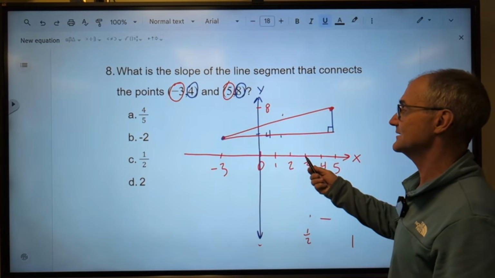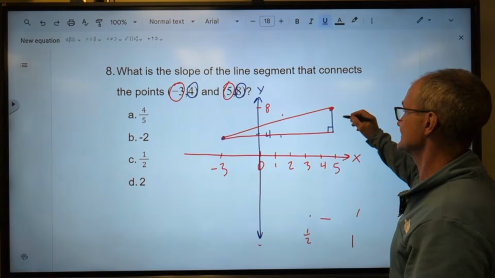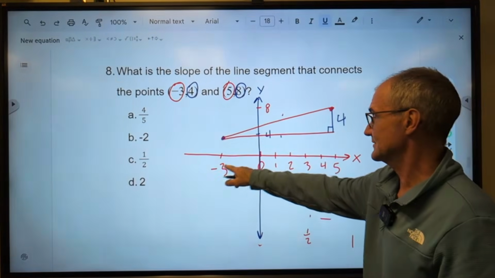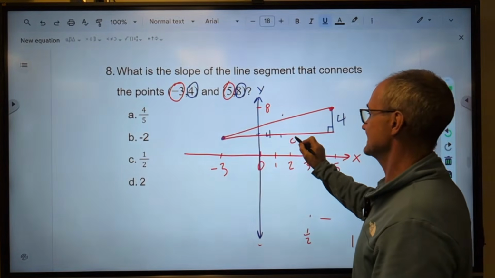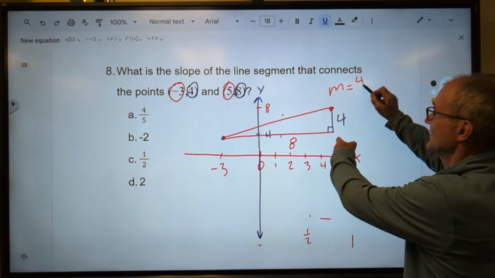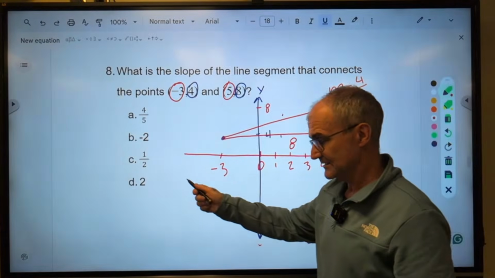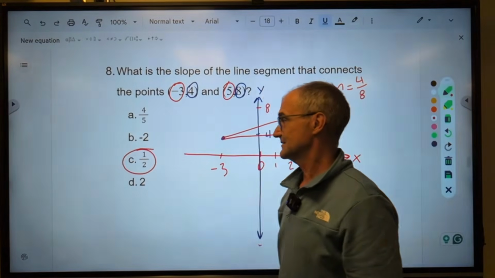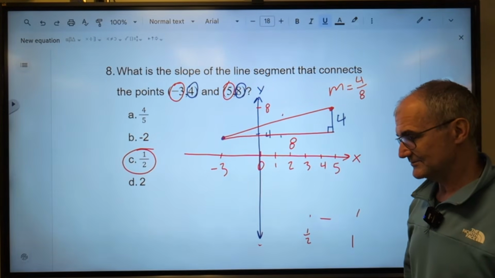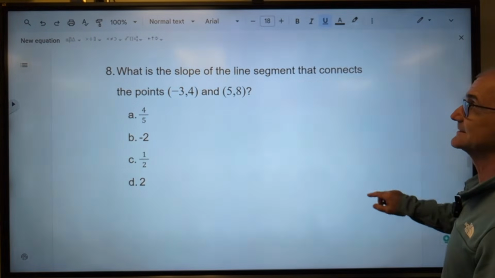Now that I've created this triangle with a hypotenuse, I want to know rise over run. Rise is how far it goes up. It goes from 4 to 8, so my rise is 4. And then my run goes from -3 to 5, which is 8. The slope is how much I went up over how much I went over. Then I reduce that fraction to get 1/2. I know I went on a pretty long explanation there, but hopefully this is really foundational skills.